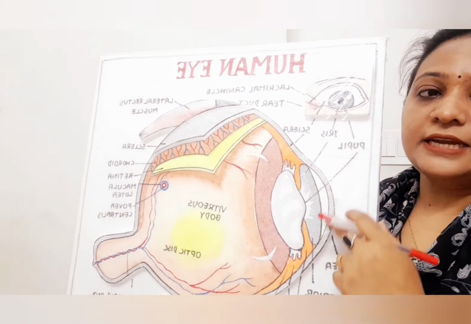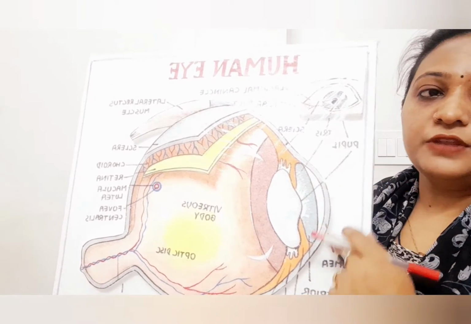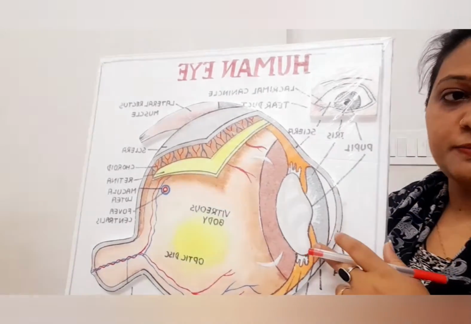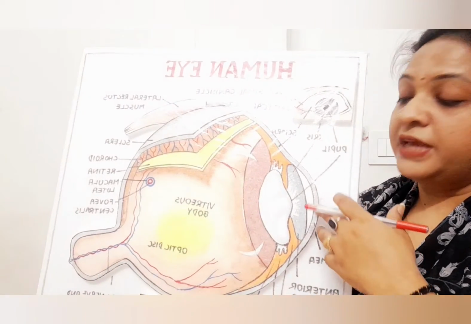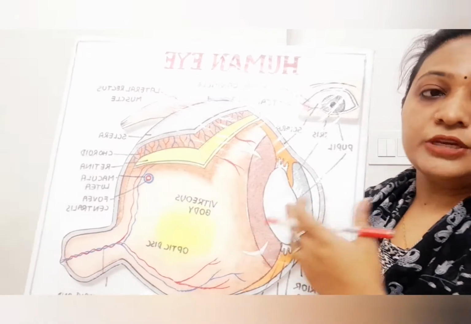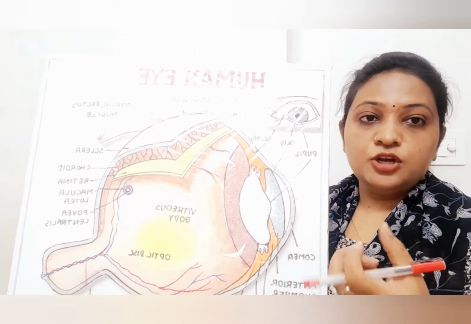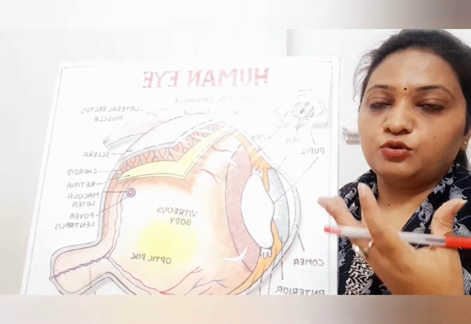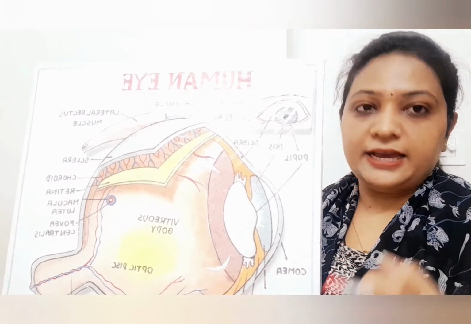So light enters through the cornea. The cornea is the outermost layer of the eye and it is transparent, and when light rays enter the cornea, they pass through the iris. Basically, when light reaches the iris, it will contract or shrink. So we can say that the amount of light can be controlled through the iris.